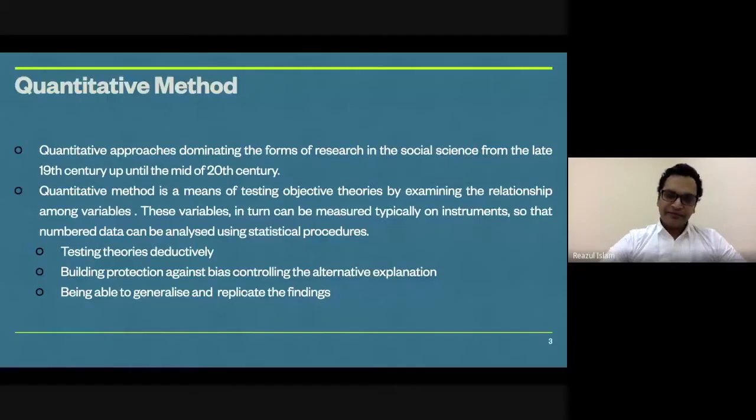So anyway, quantitative method is a means of testing objective theories. It basically examines the relationship among variables. And it tests hypotheses. The most beautiful thing is it can generalize the findings. And it replicates the findings as well.